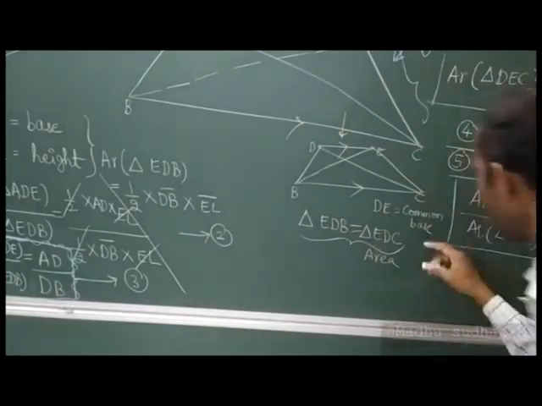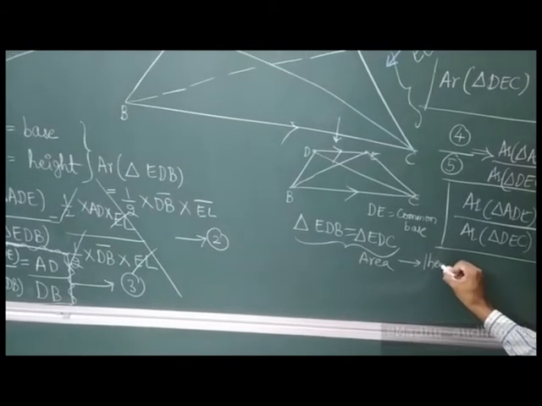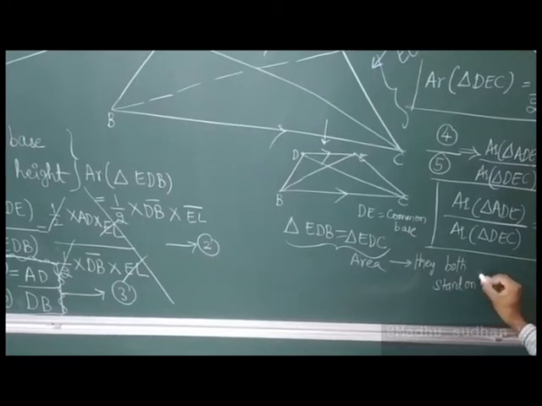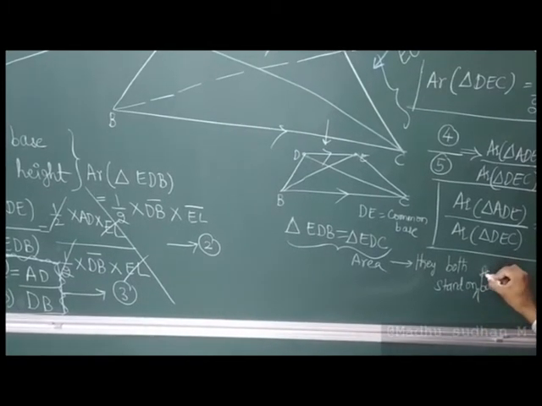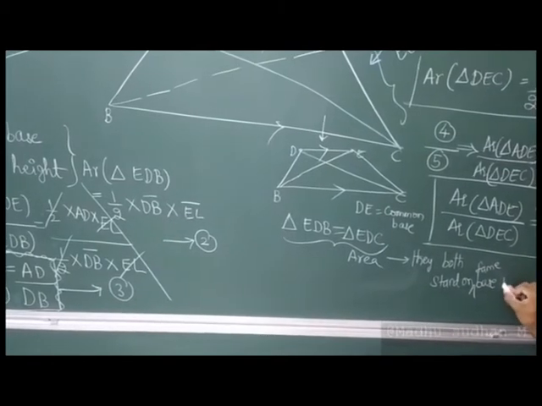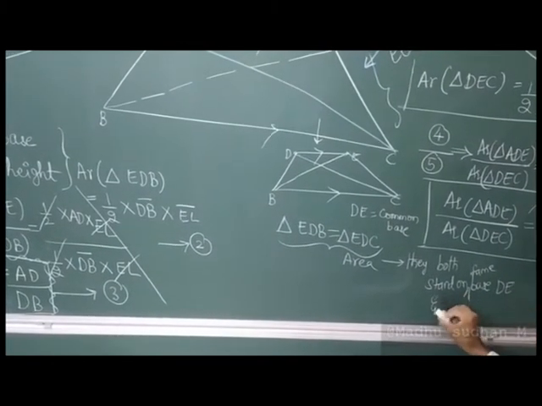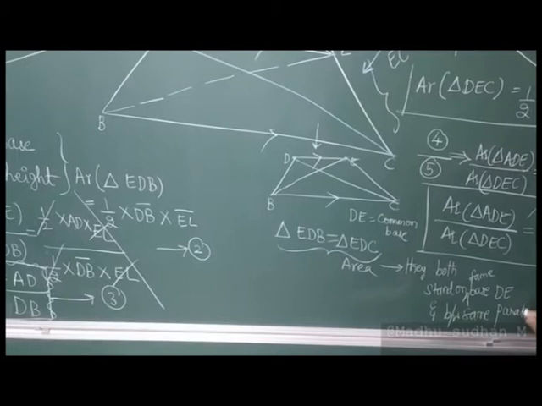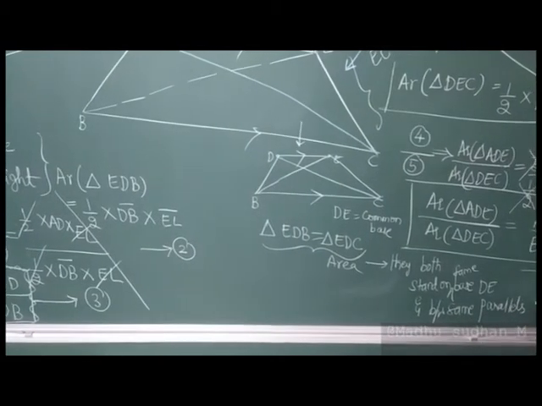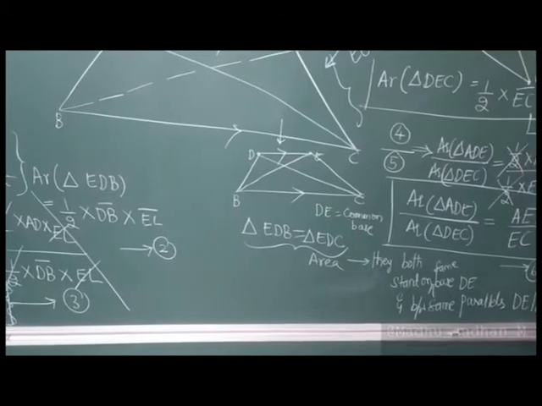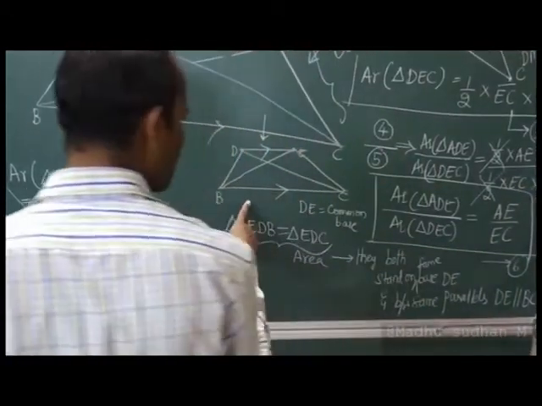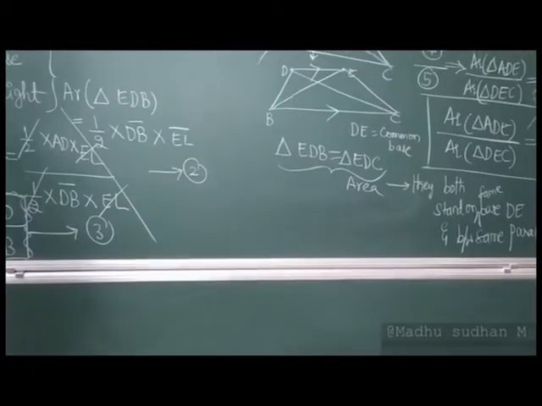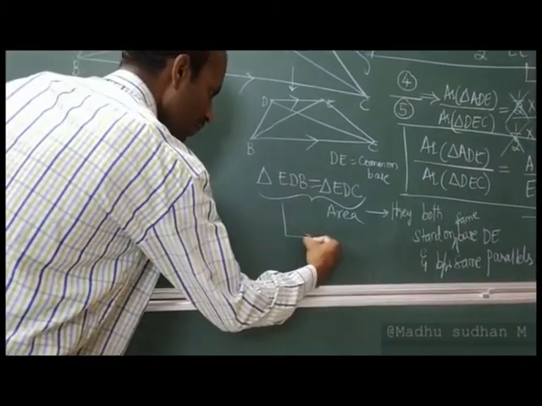So triangle EDB and triangle EDC, these both are equal in area. So what is the reason for that? They both stand on the same base, right? So which is the base here? On the same base DE, and between the same parallels. So which are the parallels there? DE is parallel to BC, right? We have discussed this in the previous video. So let me call this equation number 7.